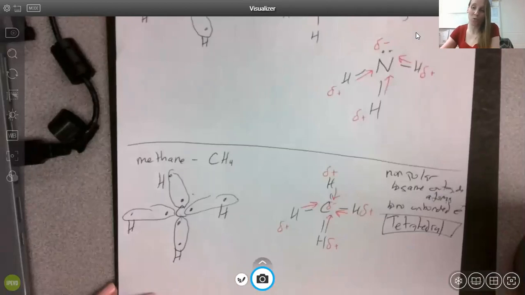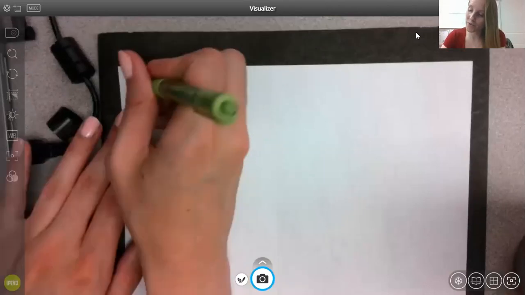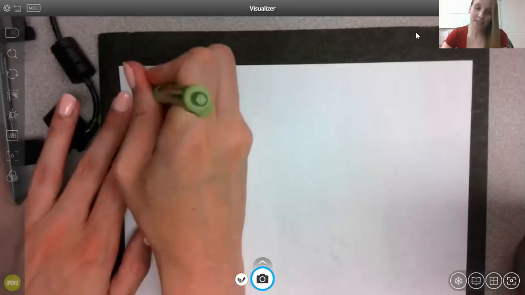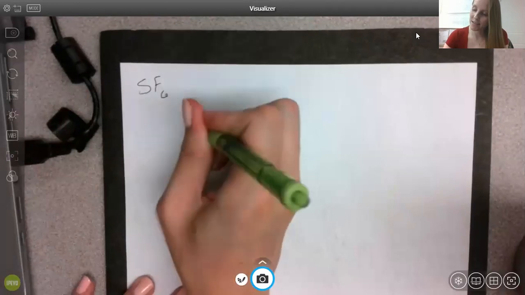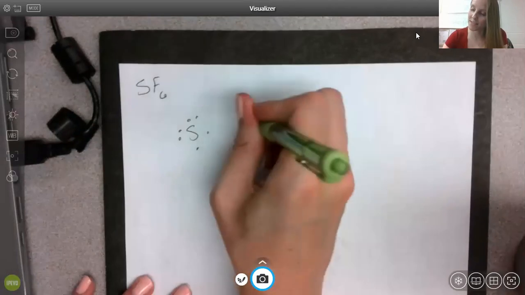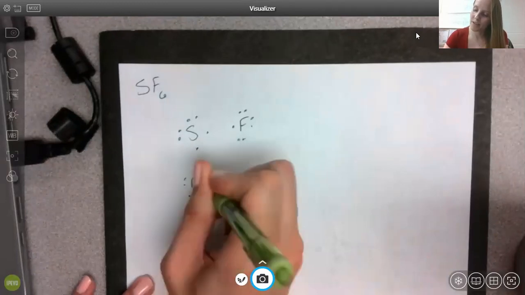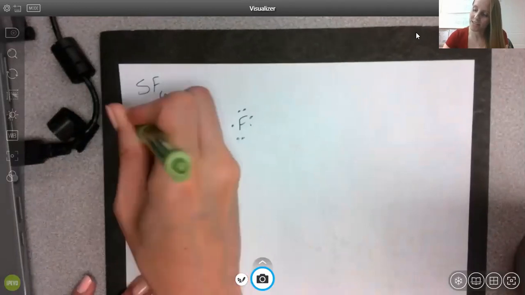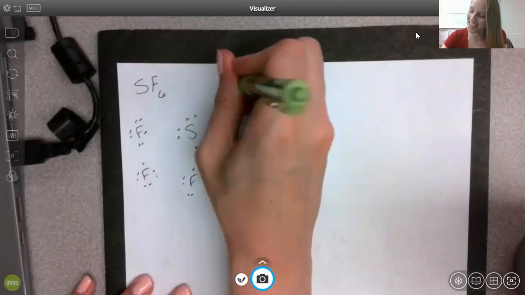I'm going to do 2 more examples just to drive this home. So next up, I'm going to do SF6. So my S has 2 bonding sites. It's going to go in the middle because my fluorine, with its 7 valence electrons, only has 1 bonding site. So I just need to draw in all 6 of my fluorines. Again, you can most certainly skip this step if you can just go right to drawing the diagram.